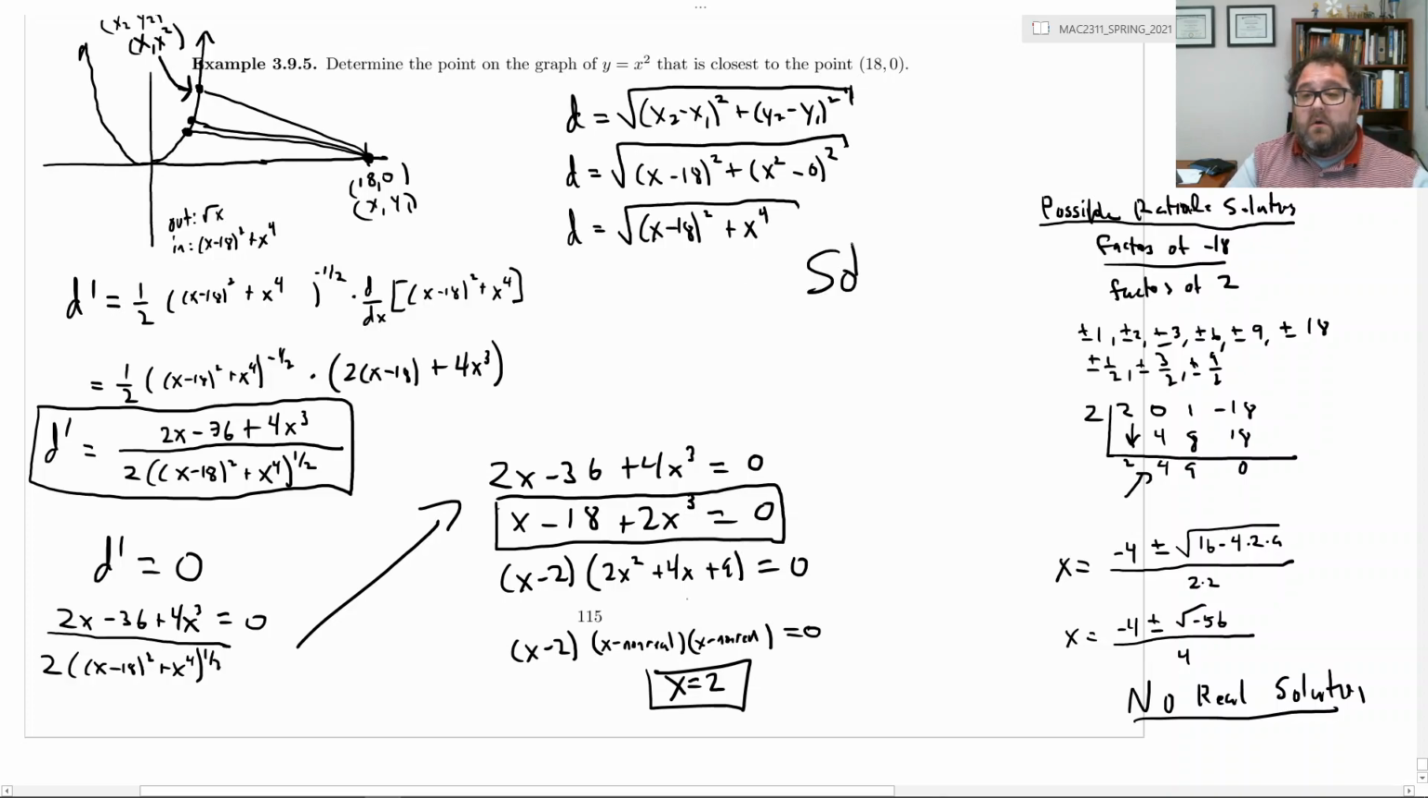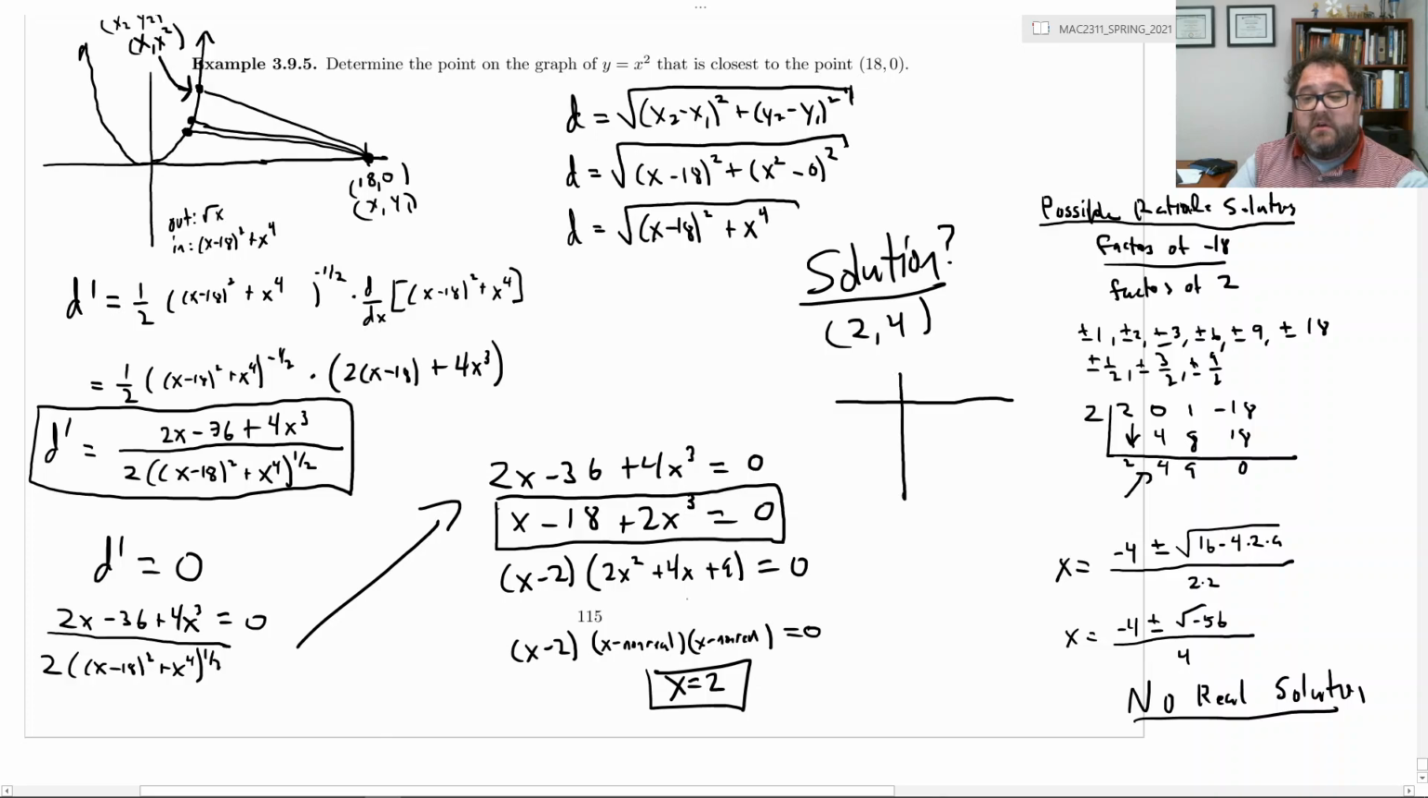Now that's my critical value. I'm going to say the solution is 2, 4. I only have one real critical value. Now let's make sure it is a local minimum. Let's just do a mini first derivative test, because I don't want to do the second derivative. It's a quotient, it's going to be nasty. It's a composite, requiring the chain rule. No fun.